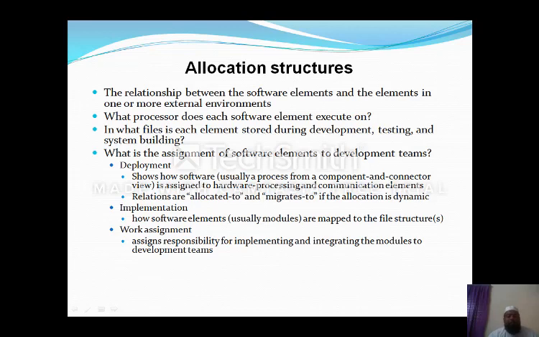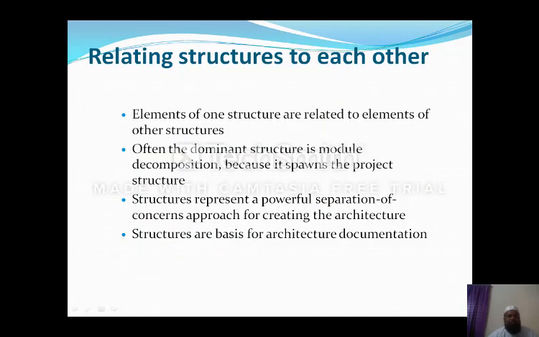Now deployment shows how software is assigned to hardware processing and communication elements. It means for the execution part. Relations such as allocated to, migrates to, if the allocation is dynamic. Implementation: how software elements, usually modules, are mapped to file structures. Work assignment: assigns responsibility for implementing and integrating the modules to development teams.